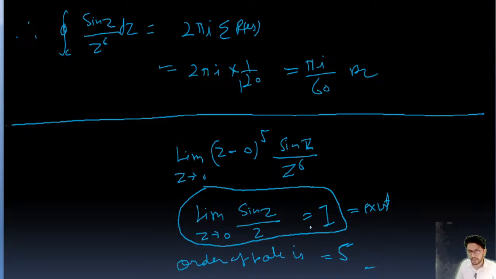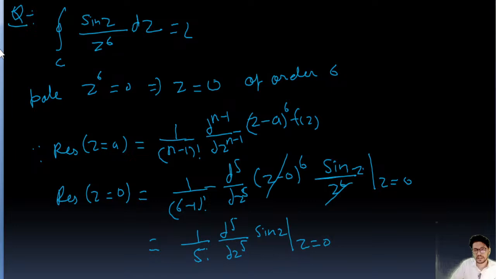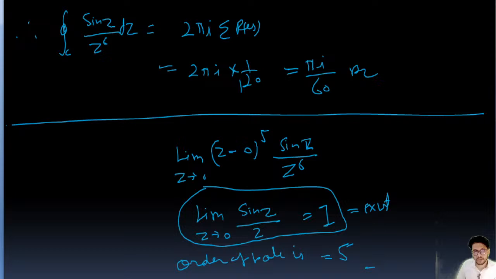So the order of the pole is 5 from here. These are two methods, right? The first one is that you can just use the formula and find it. Second, you open the sin z, find the coefficient of 1 upon z as the residue, and then use the Cauchy residue theorem, the integral theorem, to find the value of the integral. Okay, next question, guys.